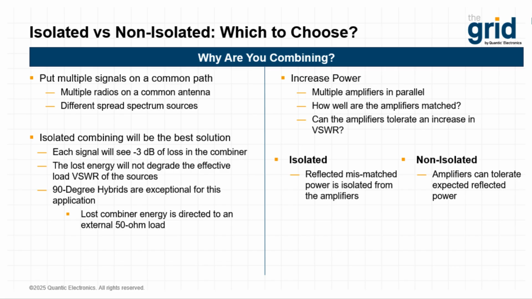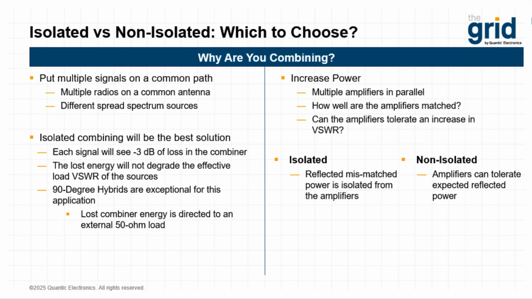The energy loss really would be too high for the other sources going through there to have that as a non-isolated case. The VSWRs would just be very high, in which case you need an isolated combiner solution. For this particular solution, 90-degree hybrids work exceptionally well because we can take all the differential energy and put it off to a good 50 ohm termination where we can have good high power handling capability.